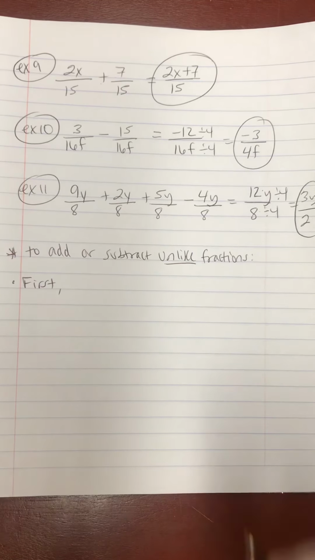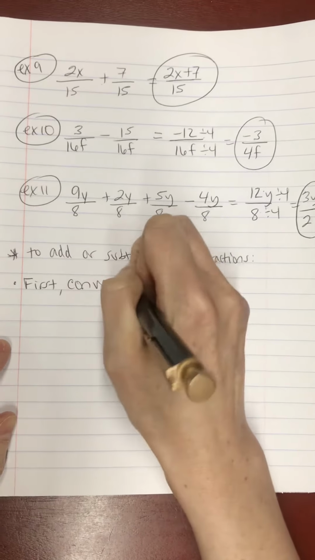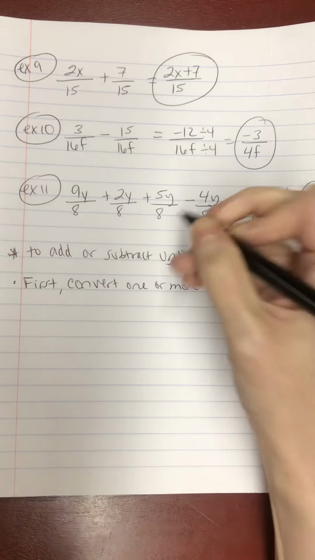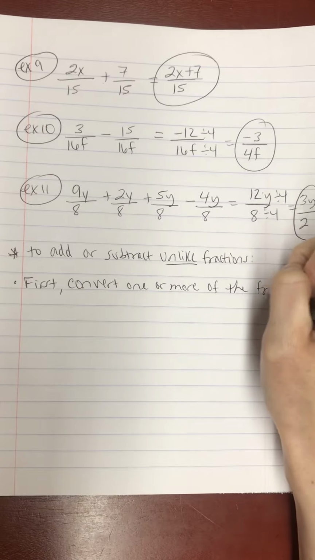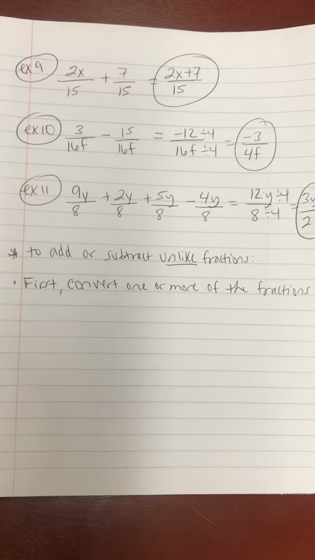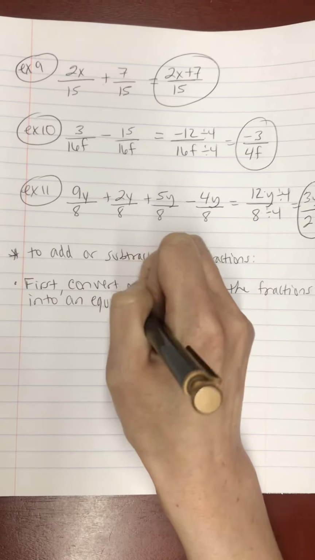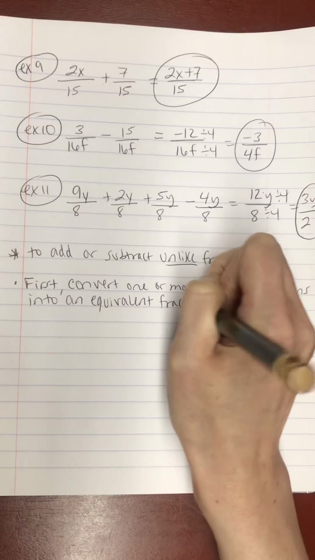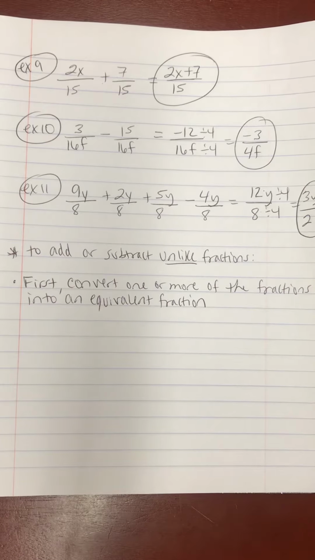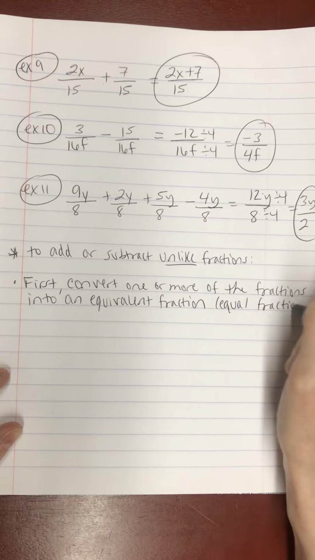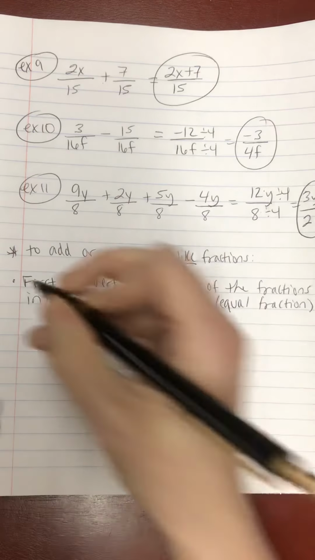All right, first, convert one or more of the fractions into an equivalent fraction. Equivalent just means equal fraction. Okay, so you're going to convert one or both or more of the fractions into an equivalent fraction. Actually, I'll put that in parentheses, equal fraction, just in case you read that later and wonder what that word means again. Okay, equal fraction using the LCD.